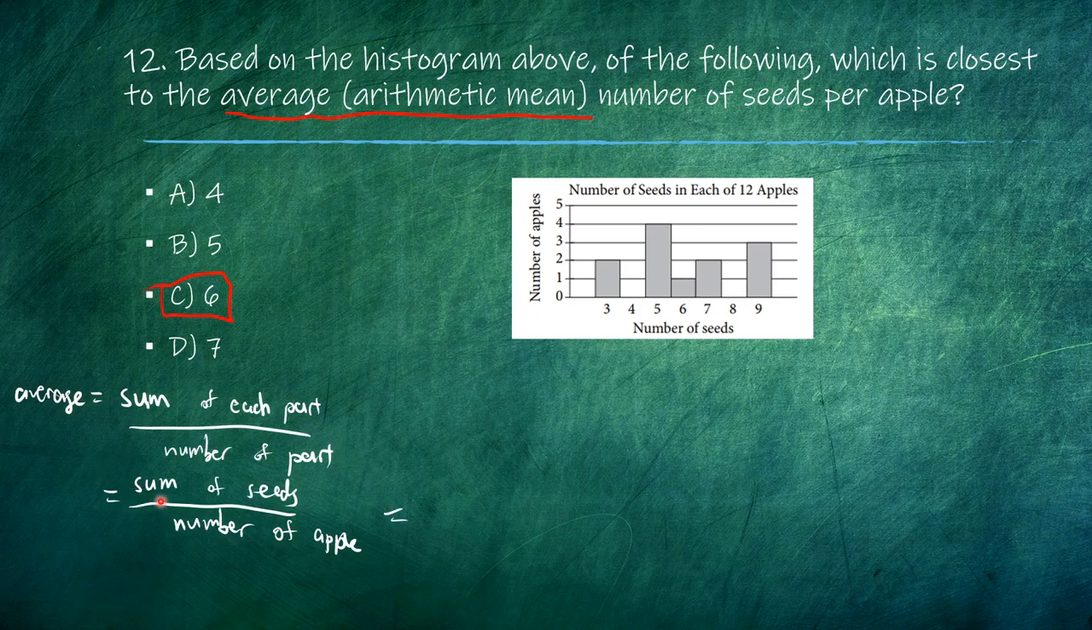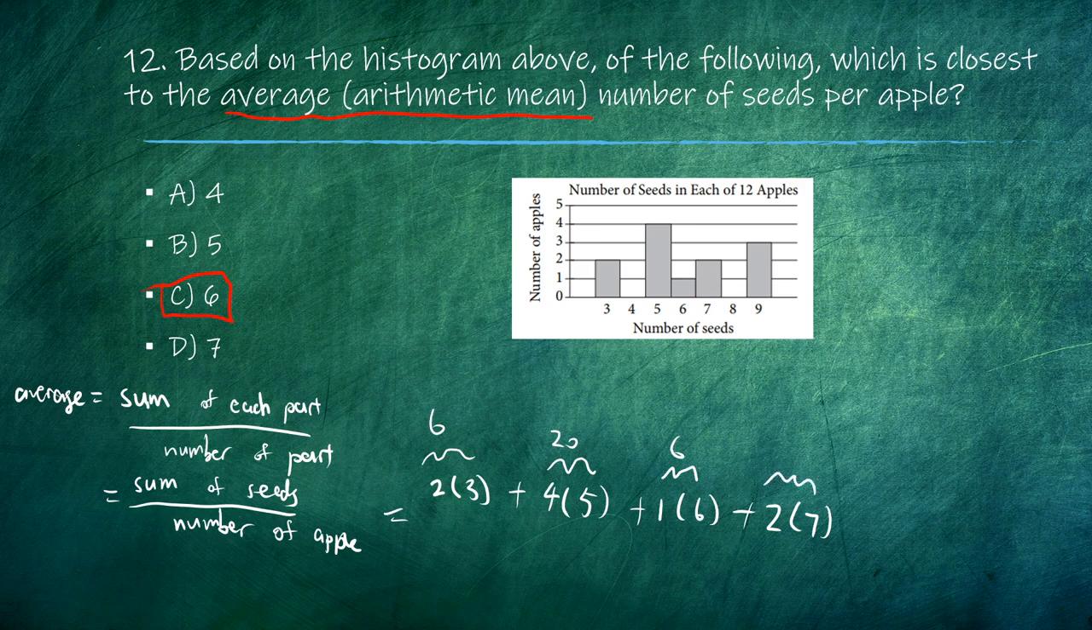So how do we find the sum of the seeds? To do so, we simply multiply. We know that there are 2 apples that have 3 seeds, so these 2 apples will have 6 seeds, plus 4 apples with 5 seeds, which will give us 20 seeds, plus 1 apple with 6 seeds, which here will give us 6, plus 2 apples with 7 seeds, this here will give us 14, plus 3 apples with 9 seeds.